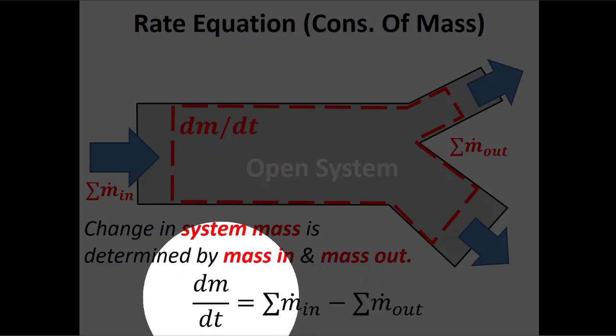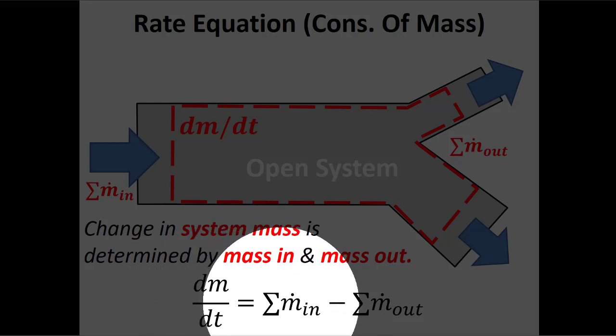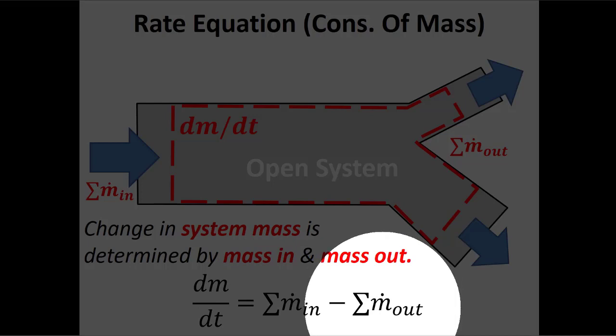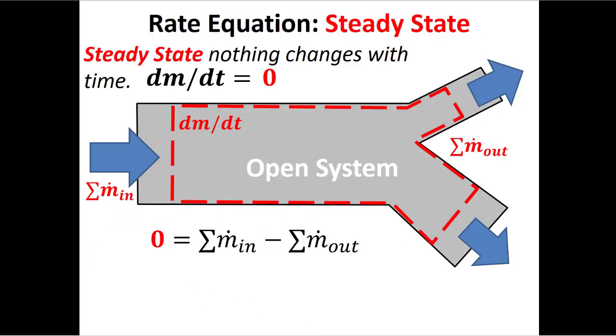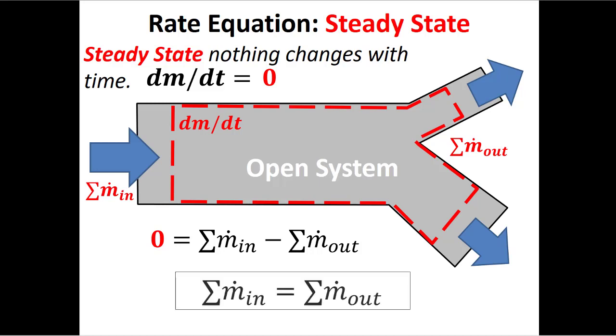Here, we have the rate of change of mass in our system. So is the mass increasing or decreasing with time? To figure that out, we add up the mass flow rates into our system, and we subtract the mass flow rates out of our system. Again, we have a steady state version of this equation where dm/dt, or the change in mass with respect to time, is 0, which means that the sum of all the mass flow rates into our system has to equal the sum of all the mass flow rates out.